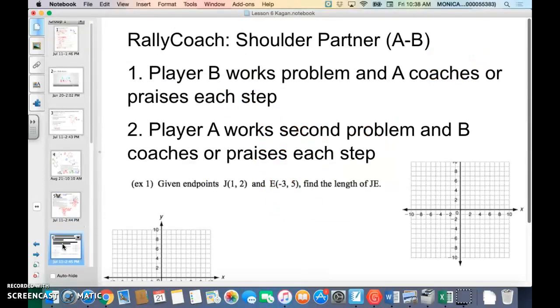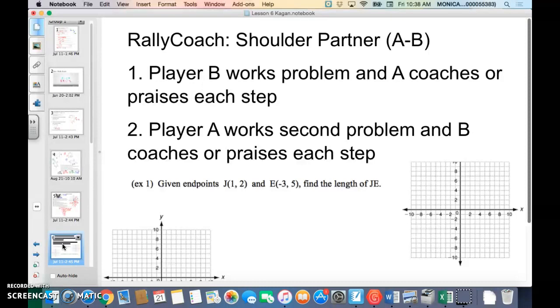We're going to go ahead and practice this in our groups. This is on page 24 at the top. There are 2 problems that you're going to do. Example 1 and example 2. Player B is going to work the problem number 1, and player A is going to coach them through it. Player A is going to work the second problem, and B is going to coach them through it.